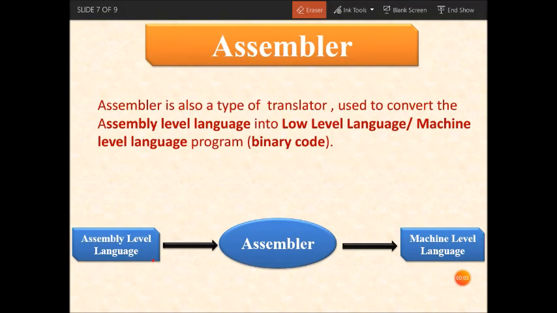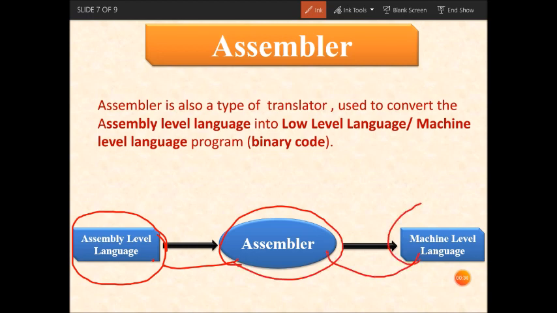Now see assembler. It is also a program or translator that converts assembly level language into machine code. It takes the basic commands and operations from assembly code and converts them into machine code or binary code that can be recognized by a specific type of processor. Here you can see assembly level code is converted by the assembler into the machine level language or machine level code, which means all the languages have to be converted into the low level language with the help of these translators.